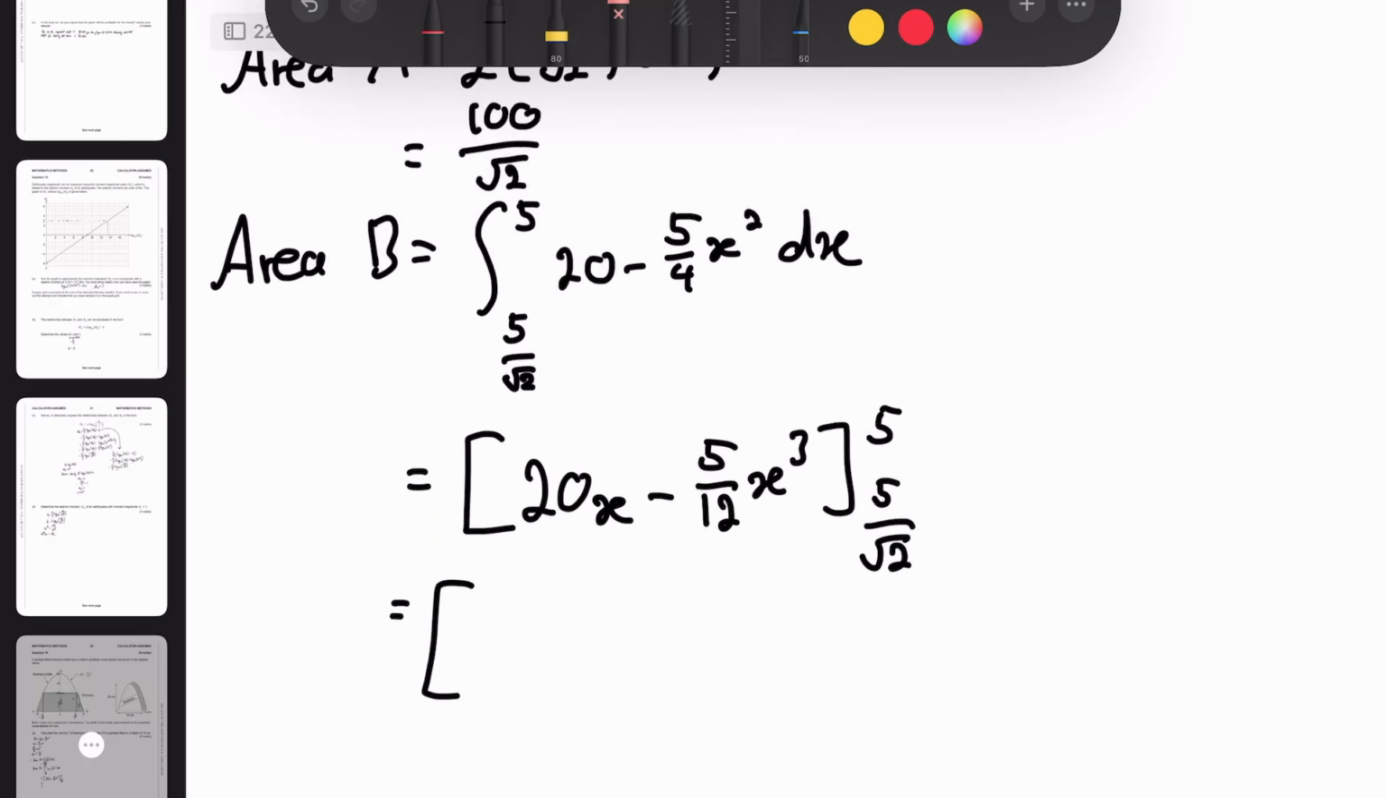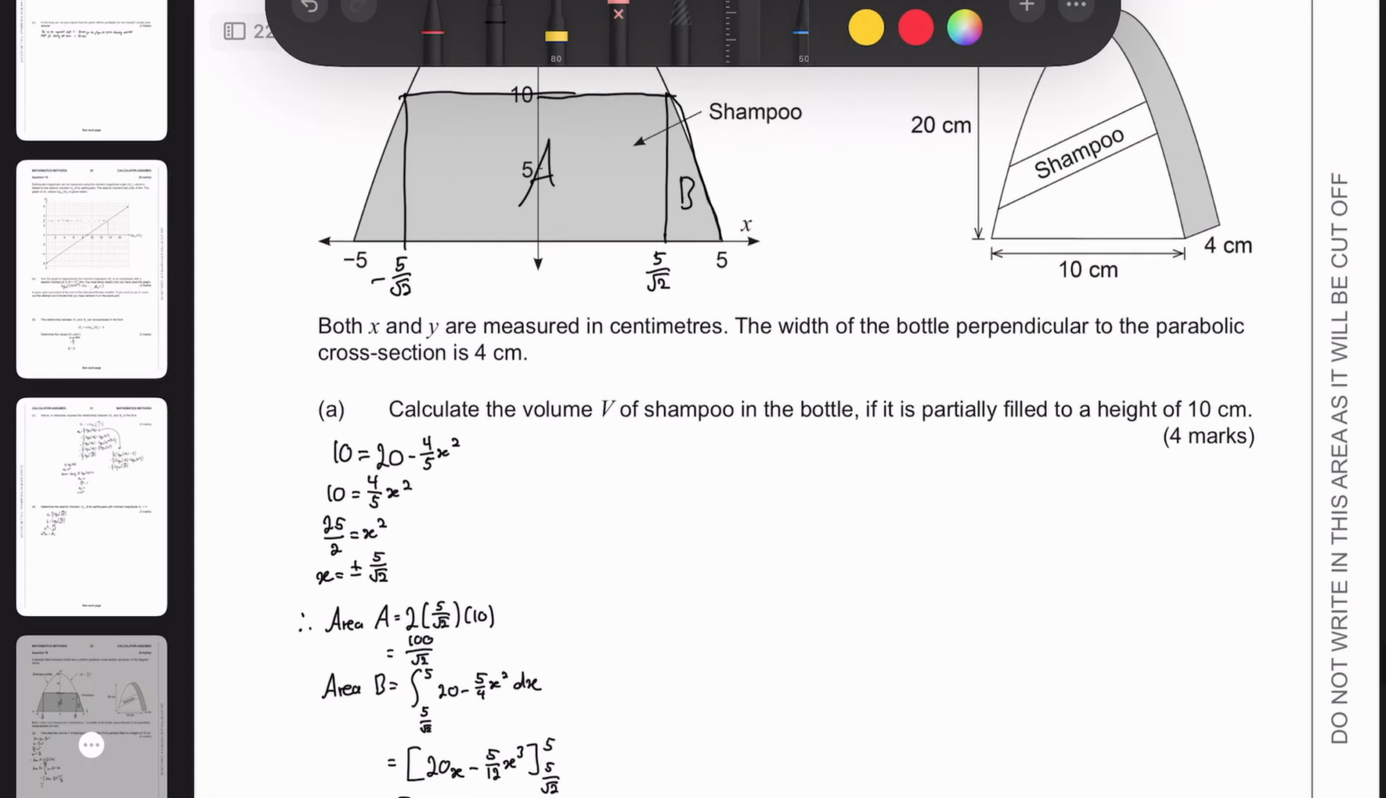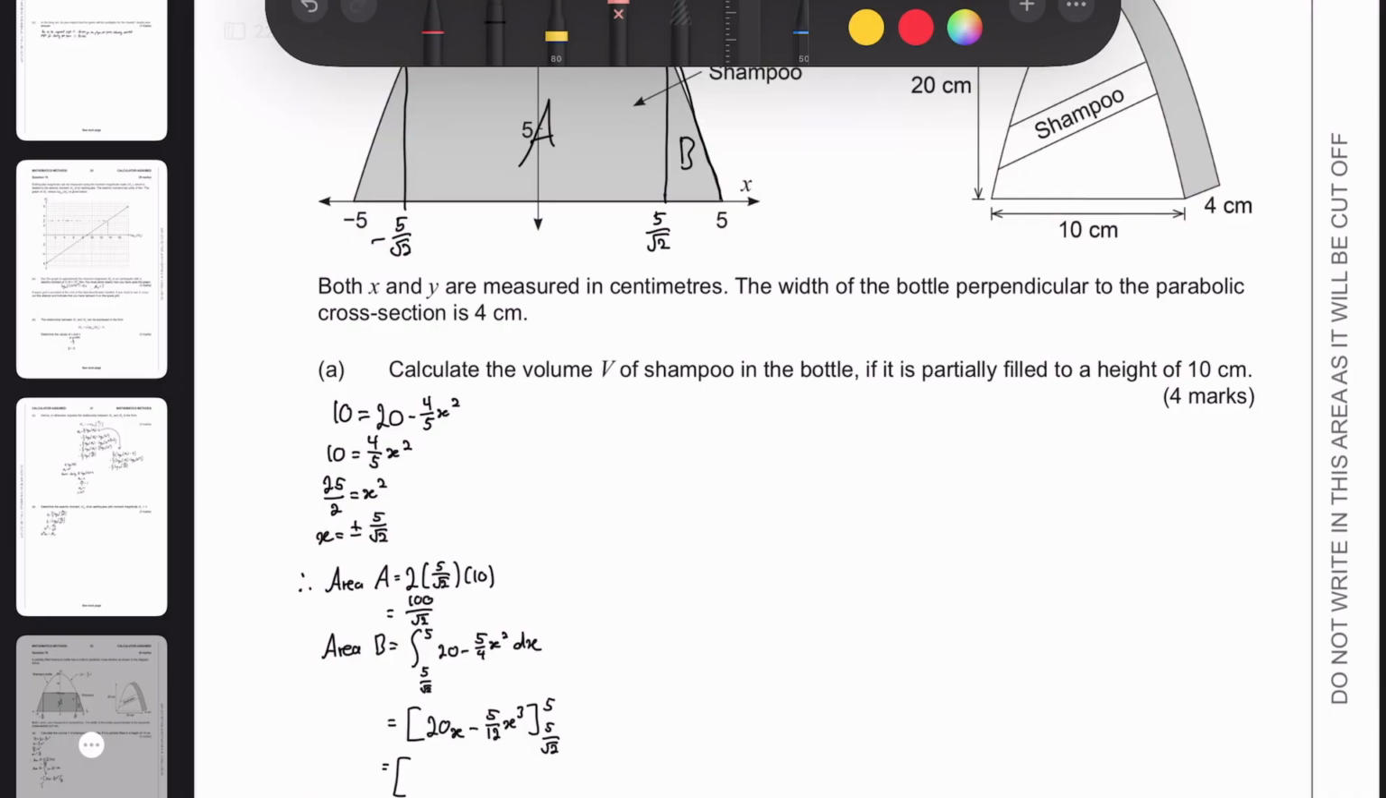Okay, let's see what we get on the CAS pad. Let's do the integral from 5 divided by square root of 2 to 5 of 20 minus 5 divided by 4 squared dx. Does it need the exact? It does not look like it needs the exact. Okay. Why is this giving me negative though? Why is this giving me a negative?